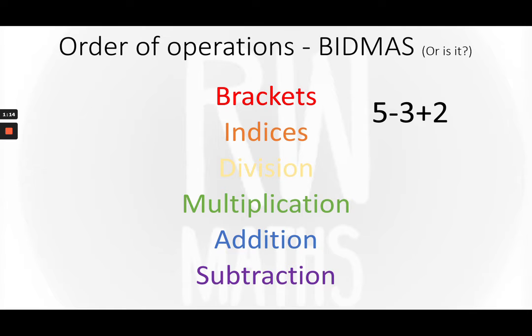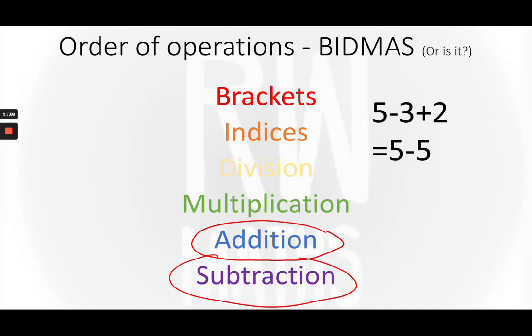If we look at this fairly simple question here, 5 minus 3 plus 2, if you look down the order of operations, there are no brackets in there. There are no indices, no division or multiplication, but we do have some addition. So I might see that and think, okay, we're going to add first, so we do 3 plus 2, so we get 5 minus 5, and then do subtraction because that's last, which gives us 0. Clearly there's a problem there. That's not the correct answer.